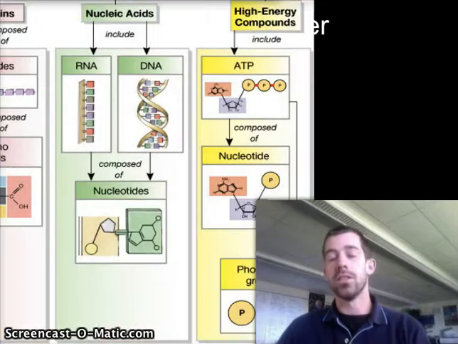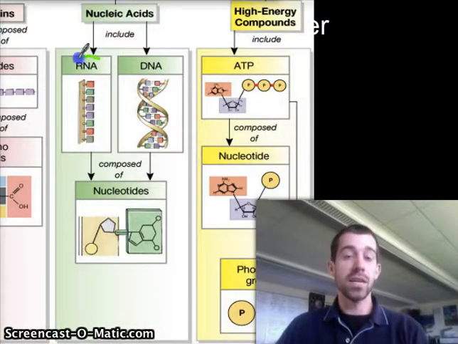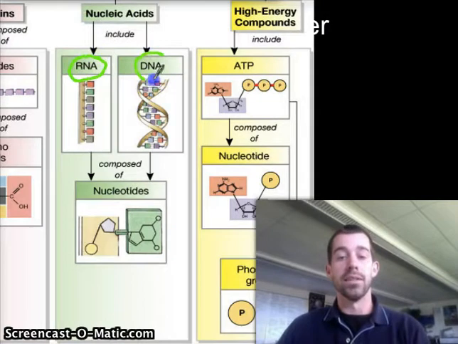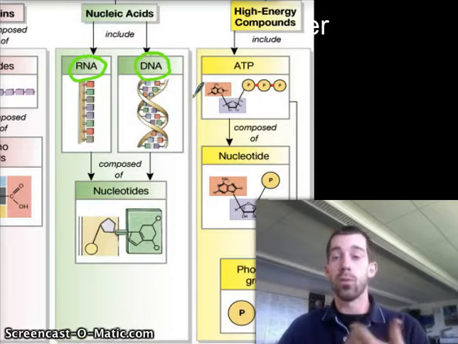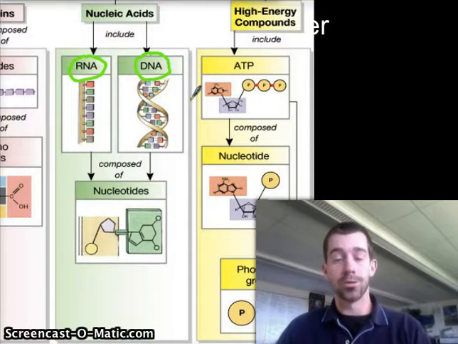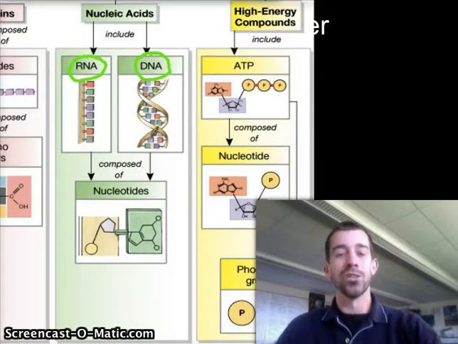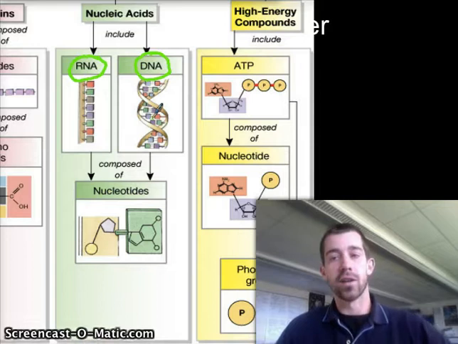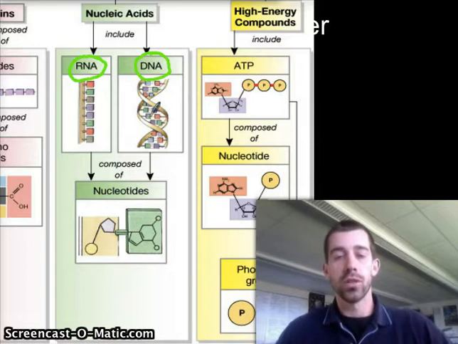The next thing you need to know about is nucleic acids. Nucleic acids come in two different types, RNA and DNA. We're not going to worry about what they do too much just yet. You'll learn way too much about what they do later on. But you should already know that DNA is the genetic material that's passed on from parents to children, to their offspring.